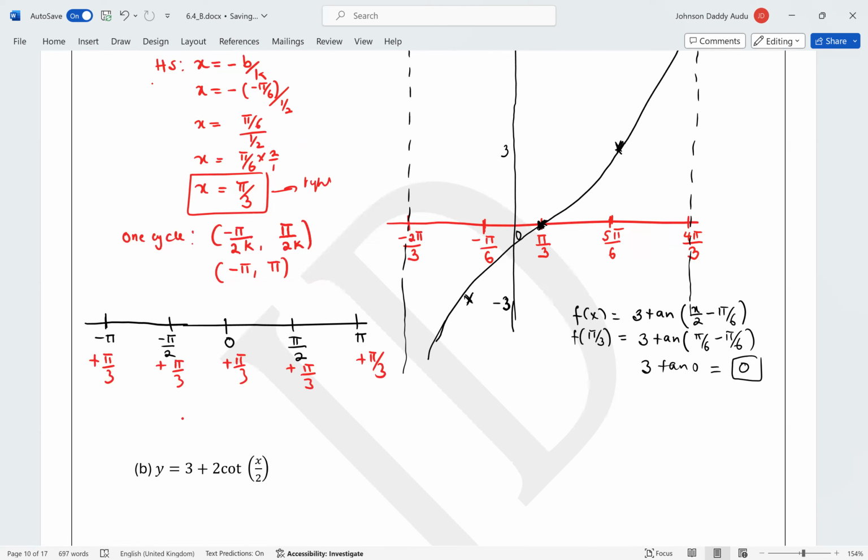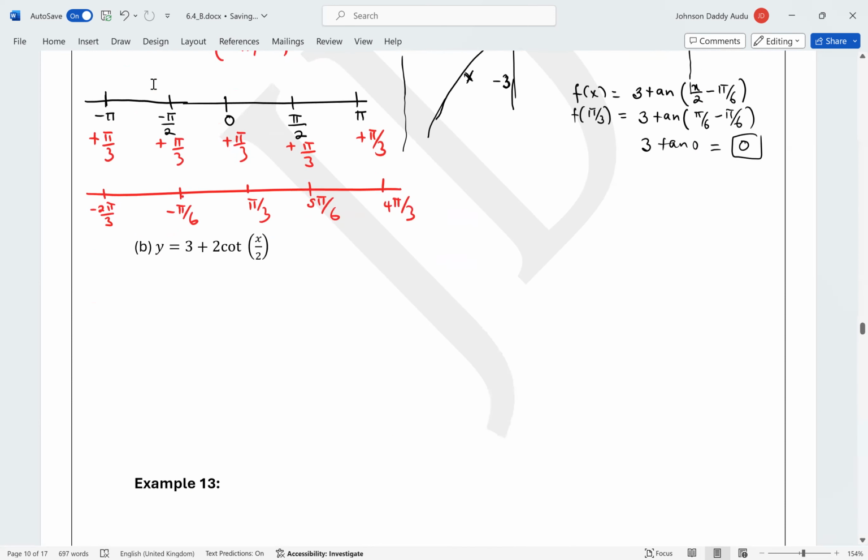So once we do that, our new interval became minus 2 pi over 3 to minus pi over 6, then to pi over 3, 5 pi over 6, and then 4 pi over 3. Okay, so that is the interval we use for the graph.